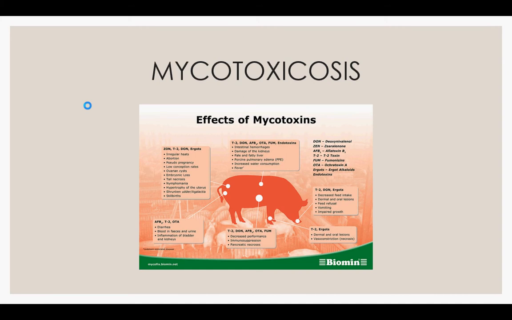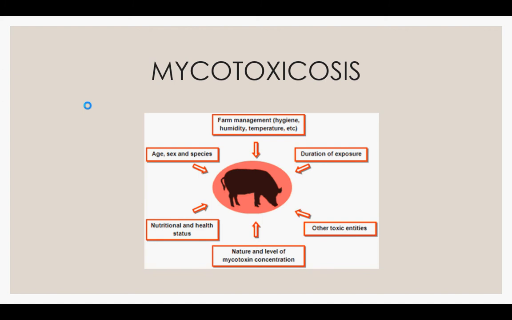So if you look at this slide again, you see some more details about the effects of mycotoxins in pigs, and you will see that the effect is quite devastating, and it's a great economic loss to farmers when mycotoxins affect pigs, especially young pigs, piglets, which are more susceptible to mycotoxins. And you see that the susceptibility of pigs to mycotoxins depends on a lot of factors. Age comes into play, sometimes the sex comes into play, the duration of exposure, the humidity, the temperature, other toxic entities, the nature and level of mycotoxin concentration, and the nutritional health status of the animal also matters.